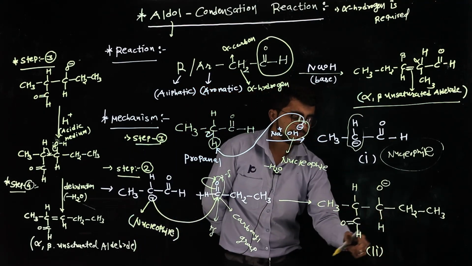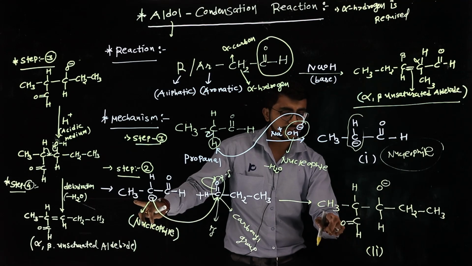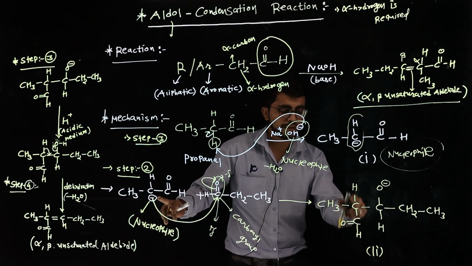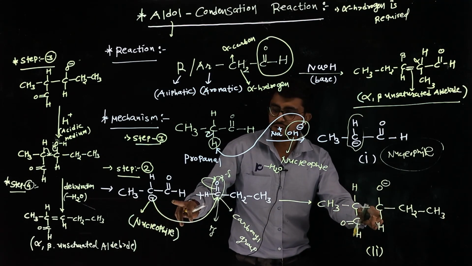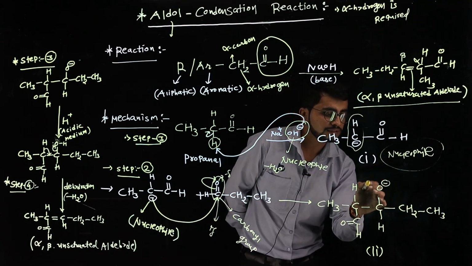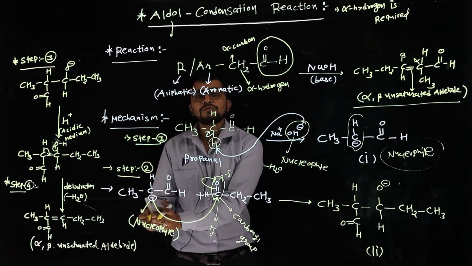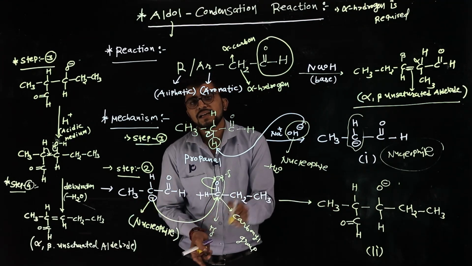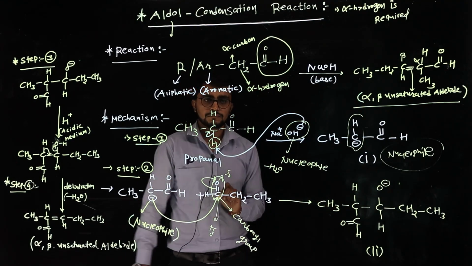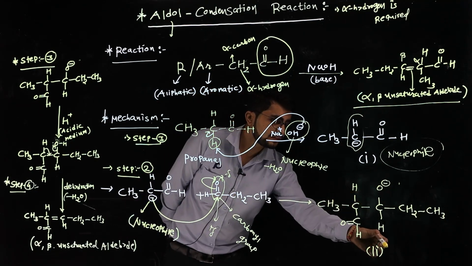This is the second step. These are the CH3 and CH groups, and the electrons transfer to form the oxide ion. So in the second step, the nucleophile reacts with the carbonyl carbon of the functional group. This is the common phenomenon.